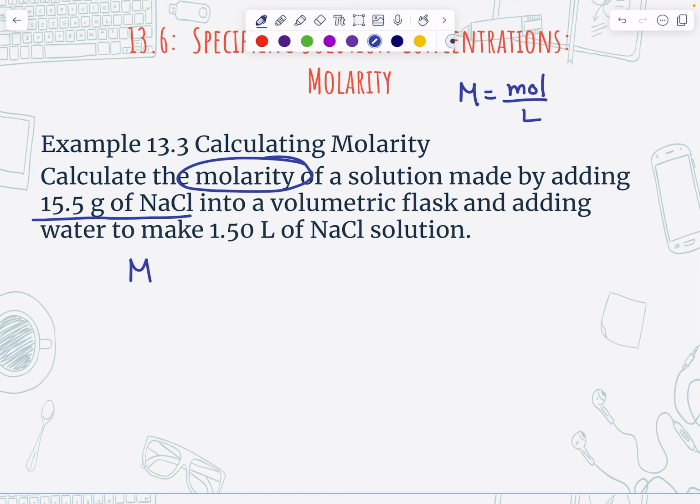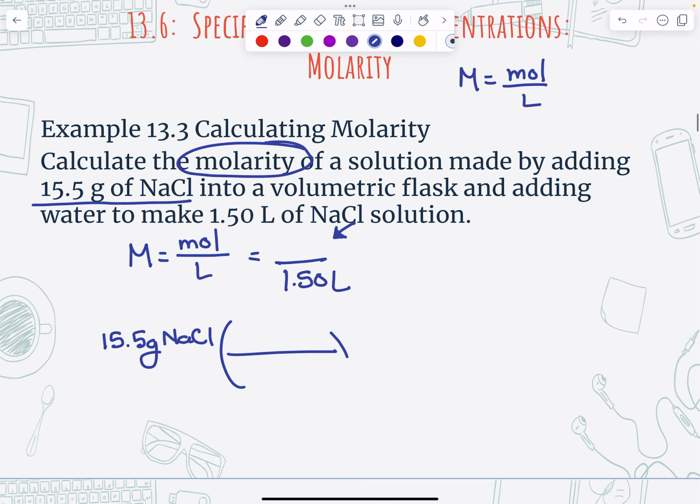So the question's asking me for molarity, so I'm going to keep that capital M, just like that. And I'm going to need to substitute in moles, and I'm going to need to substitute in liters. Well, actually, I already have the liters, right? 1.50 liters is the volume of my solution. But what I don't know is how many moles 15.5 grams is, right? I can't put 15.5 grams in here because the unit must be moles. So that's okay. I can convert from grams to moles.